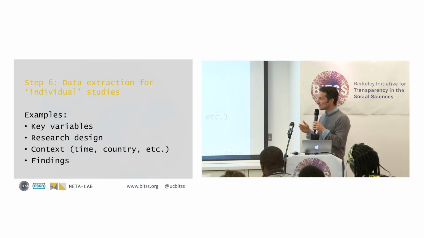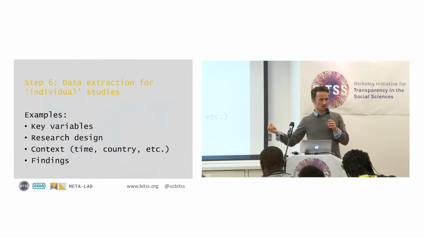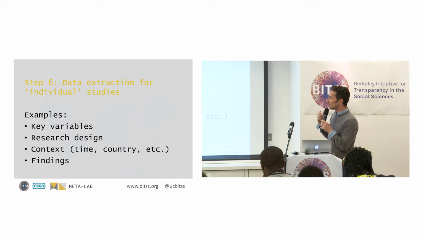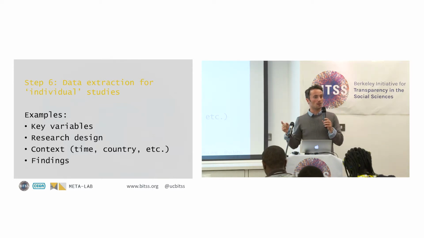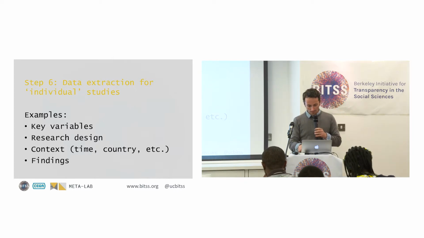So what I code usually is, okay, what are the key variables, but also how were they operationalized, right? What did they use as an outcome measurement? So this is what I do in the next step, right? You can code the research design, you can code the context, and you can code the findings or the conclusion of the study.